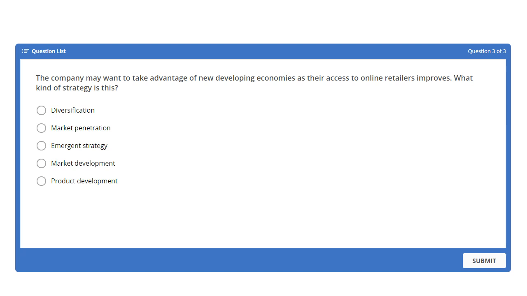So we've got diversification, so we've got a new product in a new market. It's a very high-risk strategy, high risk, high reward. But they are essentially going to be selling the same goods. So it's not a new product. So we can rule that out.